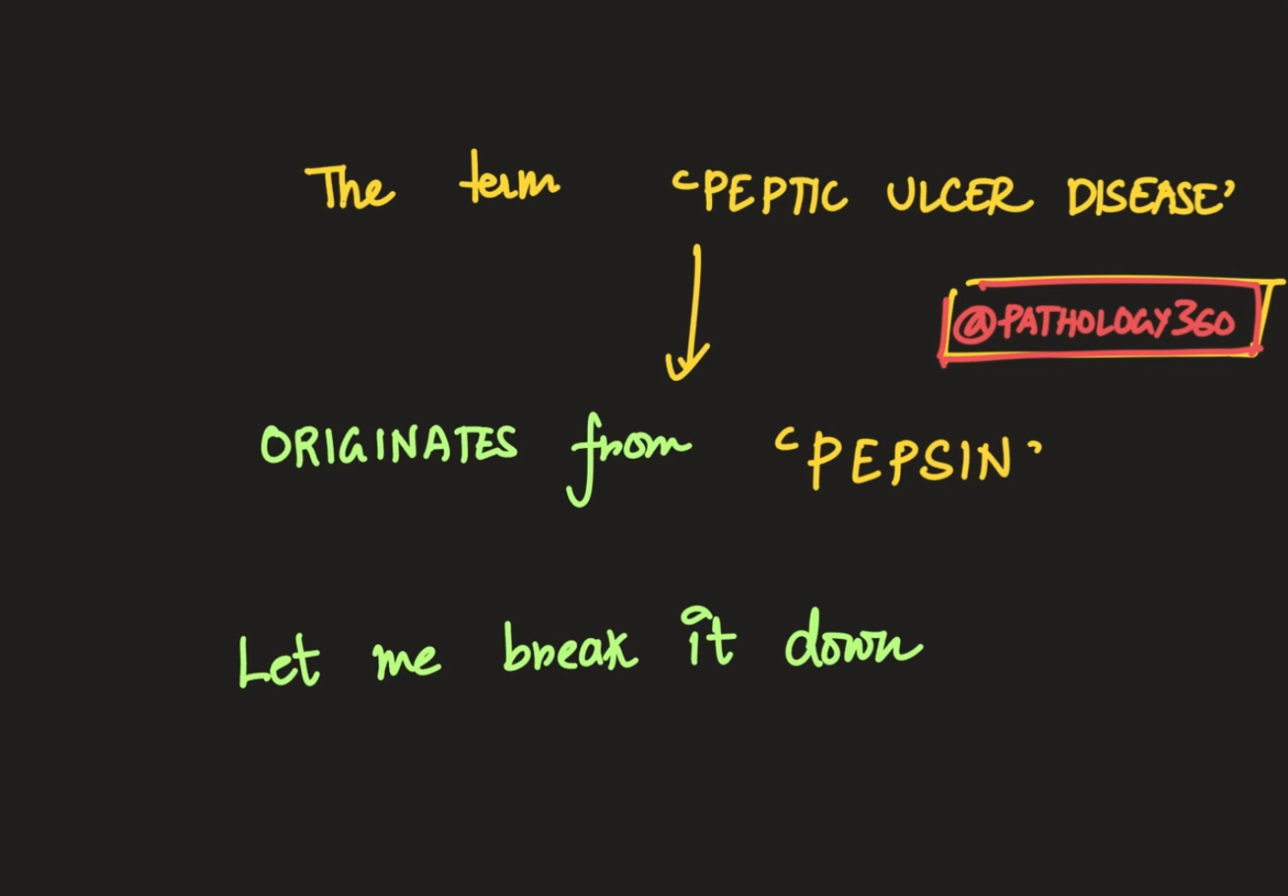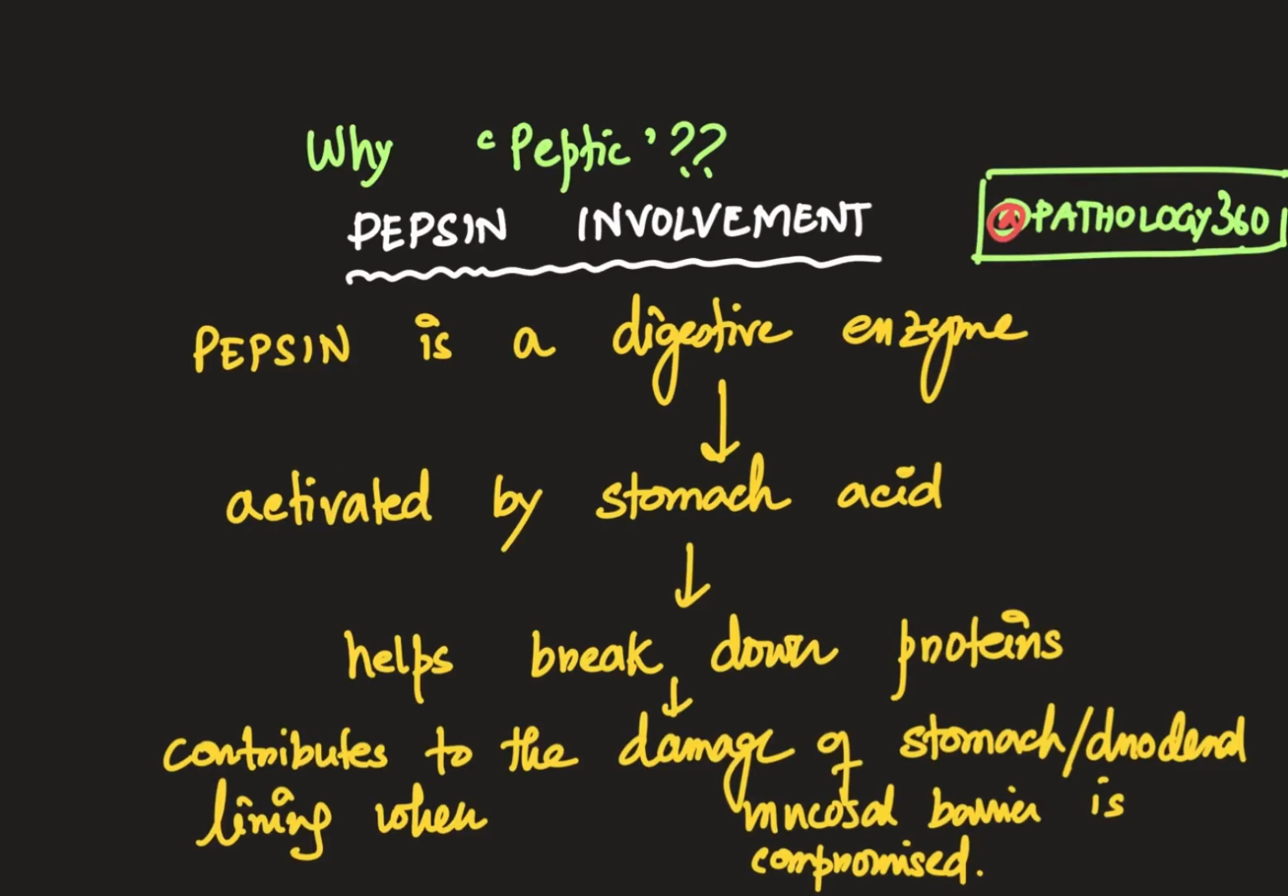Now I'm coming to the second part: why is it called peptic ulcer disease? Why not just gastric ulcer or duodenal ulcer? The term peptic ulcer disease basically originates from pepsin, which is a digestive enzyme activated by stomach acid and which helps in breaking down proteins. So pepsin contributes to the damage of the stomach or duodenal lining, particularly when the protective mucosal barrier is compromised.